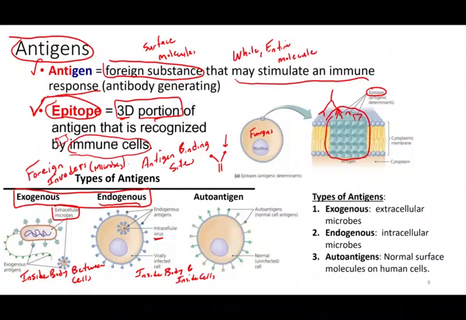They have to enter cells to be successful at making more viruses. There are some bacteria that enter cells as well. And so where that microbe is going to determine what type of antigen we're going to describe. In this case, this is a human cell that has a microbe in it. And so here, these are foreign antigens, but they're coming from inside our own cell.